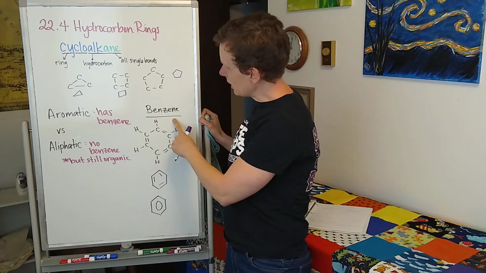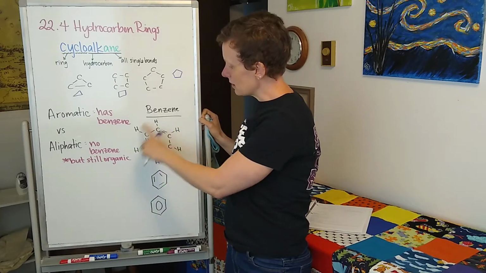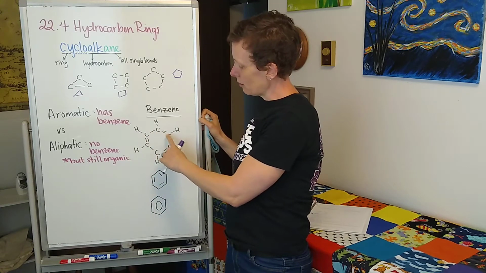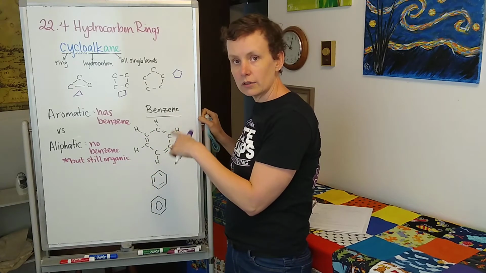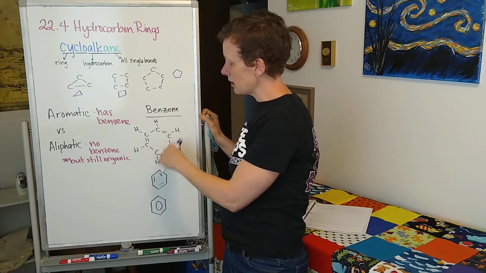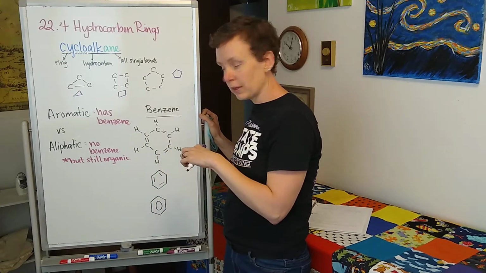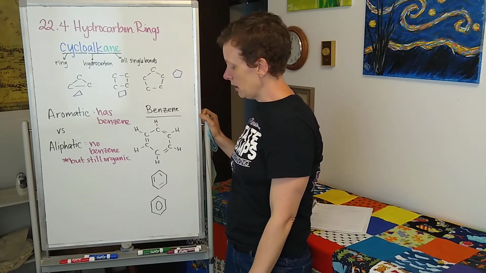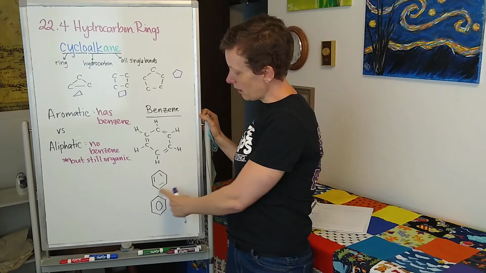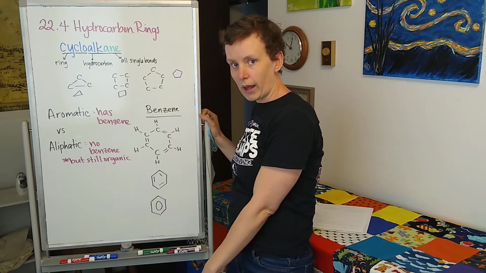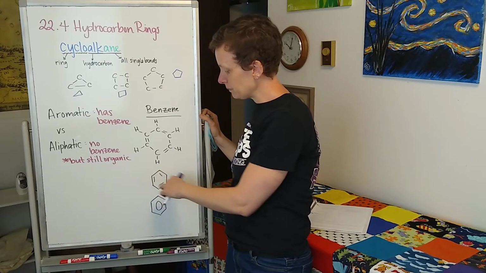So benzene is 6 carbons with 6 hydrogens, and it's alternating single, double, single, double, single, double bonds in that ring, okay? So benzene is 6 carbons with alternating single and double bonds in a ring form. And if it's by itself, it has those 6 hydrogens on the outside. And you can draw it like this, a hexagon for the 6 carbons, and then you change 3 of the sides to double bonds. Doesn't matter which 3.